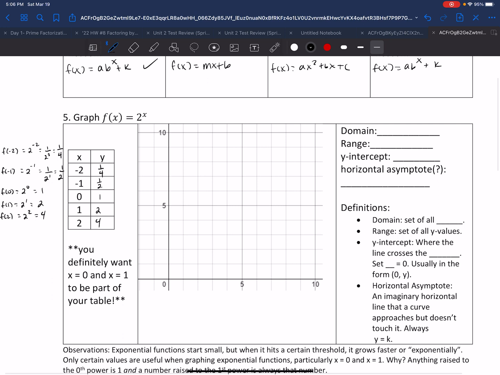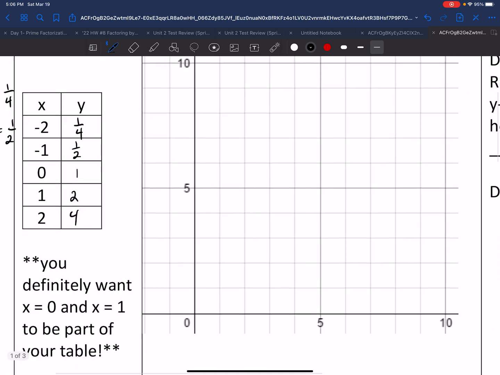Now, I'm going to go ahead and graph this function. I'm going to use my tables and just start plugging them in. Remember, we have our x values here and our y values here. We got ordered pairs. So this is just me saying -2, 1/4. But actually, let's just go ahead and start graphing the easier ones, and then we're going to deal with the fractions later. So let's just start with 0, 1.